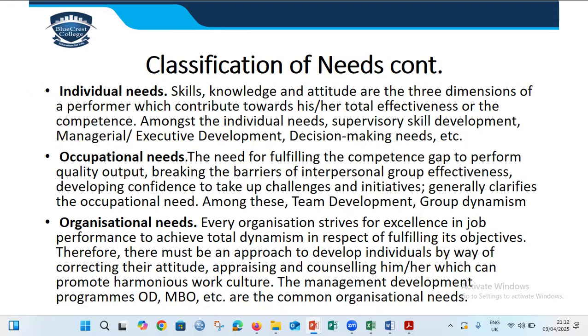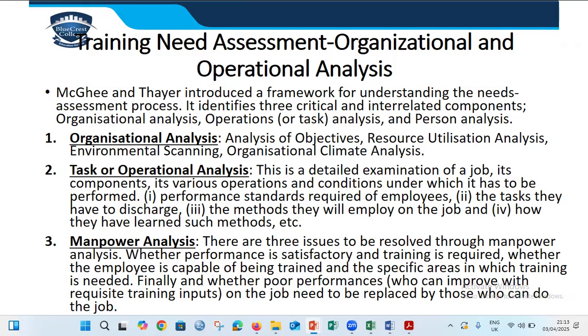Okay, so it's important that employees or people who work within the organization work with some level of excellence. So for people who are not meeting the needs of the organization, there's the need for counseling them or training them to ensure that the work they do comes with some level of excellence. So you can also classify the needs at the individual level, at the occupational level, and then at the organizational level. Okay.